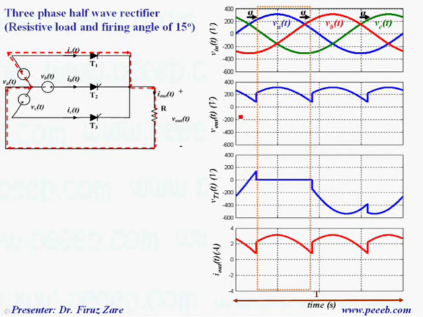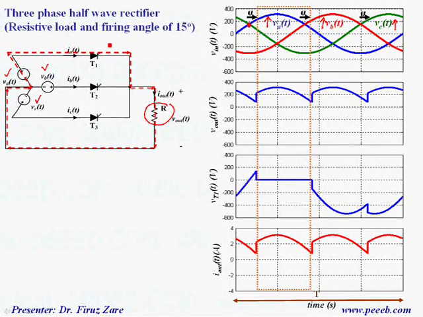This is a 3-phase half wave rectifier with a resistive load. Basically we have three phases, VA, VB, and VC, which are shown here. In this case, we define the firing angle with respect to this point. That means when we have positive voltage across any thyristor, then we can apply a gate signal into the gate terminal to be able to turn on the thyristor.